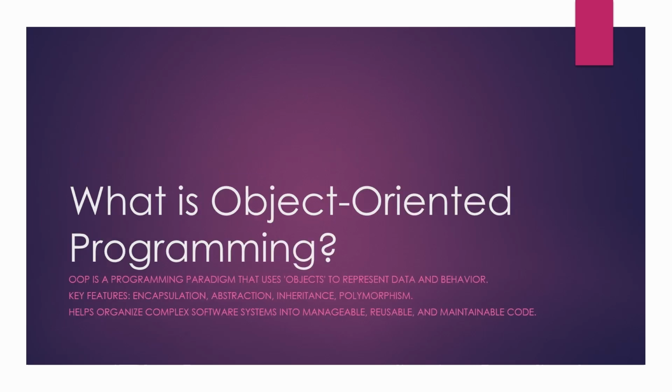Object-oriented programming is a programming paradigm based on the concept of objects. These objects can contain both data, known as attributes, and methods, which represent the behaviors of the objects. OOP helps us organize complex software systems into smaller, manageable units. With OOP, you can create reusable and maintainable code by modeling real-world entities.